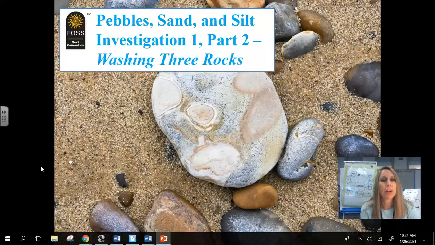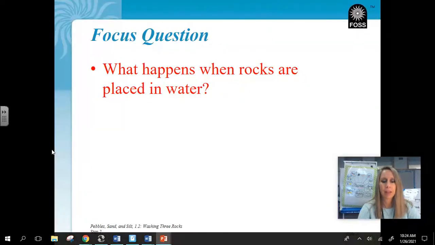Today we're starting part 2 of our investigation with rocks. So our question today that we're focusing on is what happens when rocks are placed in water? So we're continuing to look at those properties of rocks.